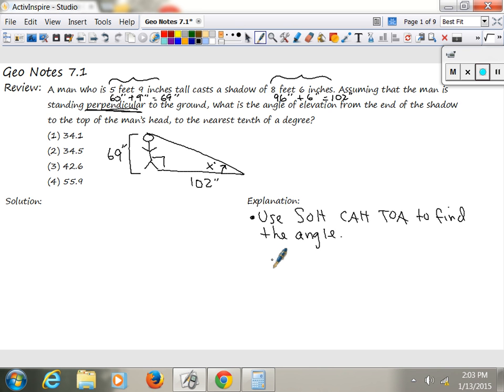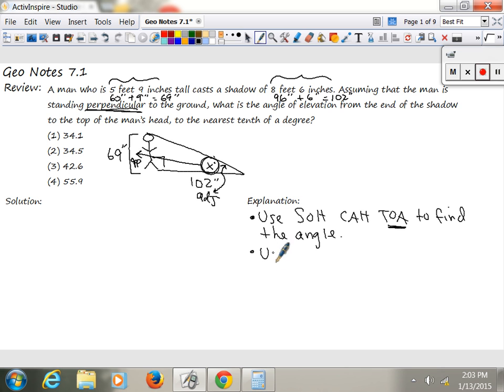Besides just using SOHCAHTOA, what part of SOHCAHTOA do I need? Tan. Okay, why tan? Because this is the angle I'm looking for, right? What side is this 69 inches? That's the opposite side. What side is this 102 inches? Adjacent. You do not need the hypotenuse, and they didn't give you the hypotenuse. So you do need the opposite and the adjacent, so that is going to be the TOA.